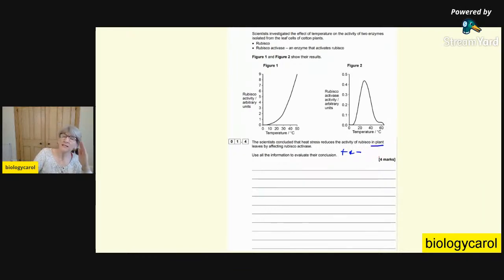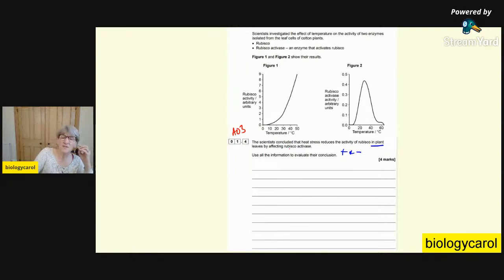But here am I now going back. This is what you have to do for an evaluation question. And this is an AO3 question. This is your first really higher level question in the paper.